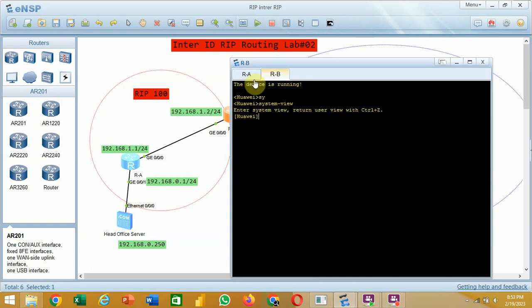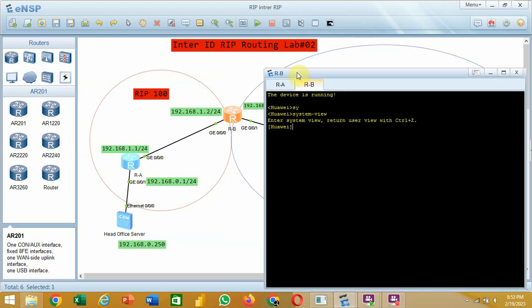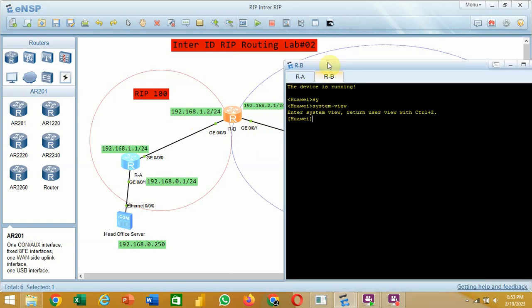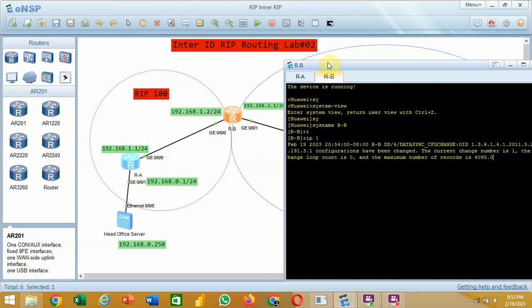Now go to router B, and there are two RIP IDs in router B. Router B's 000 interface IP address is in the RIP process ID of 100, and router B's 001 interface is in the process ID of 200. First, change the name of the router as per our topology. First, configure RIP 100.